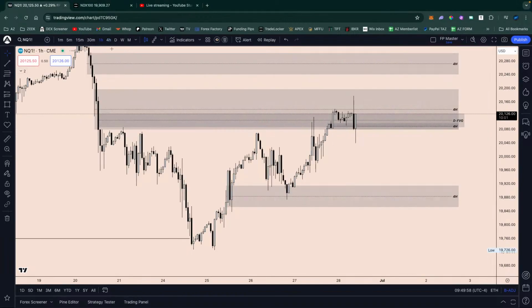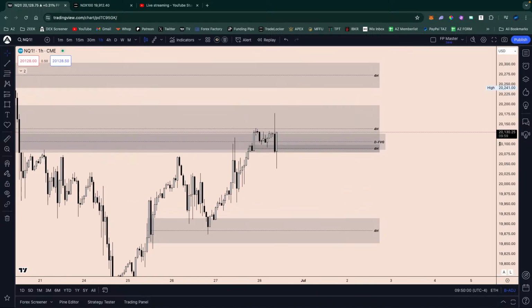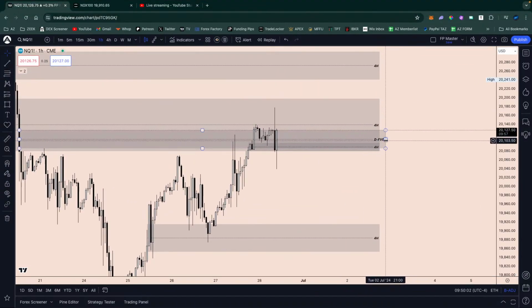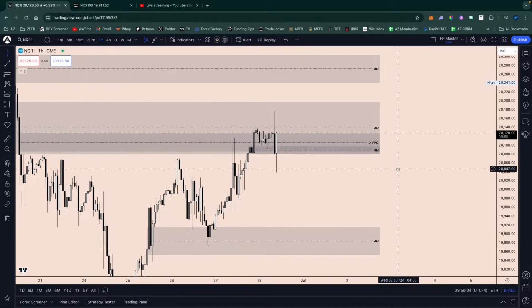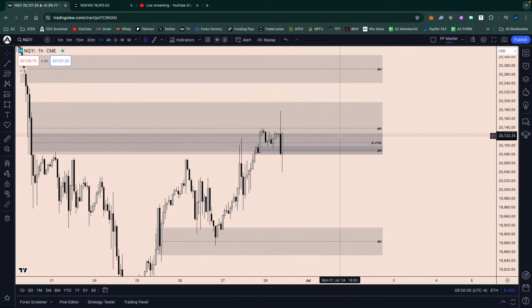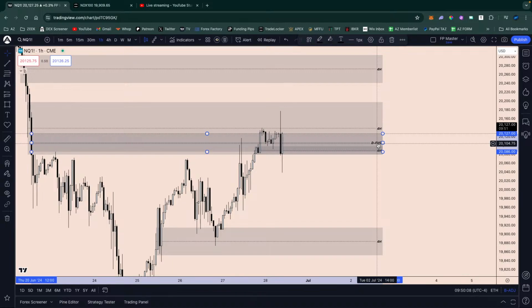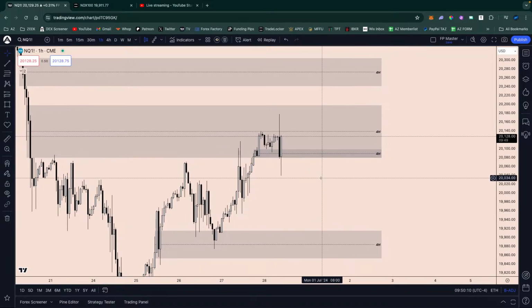So let's drop it down to the hourly. The hourly, we're starting to get a good push. We have 10 more minutes until the hour is closed. The daily fair value gap is kind of irrelevant here, so I'm not going to be looking at it.